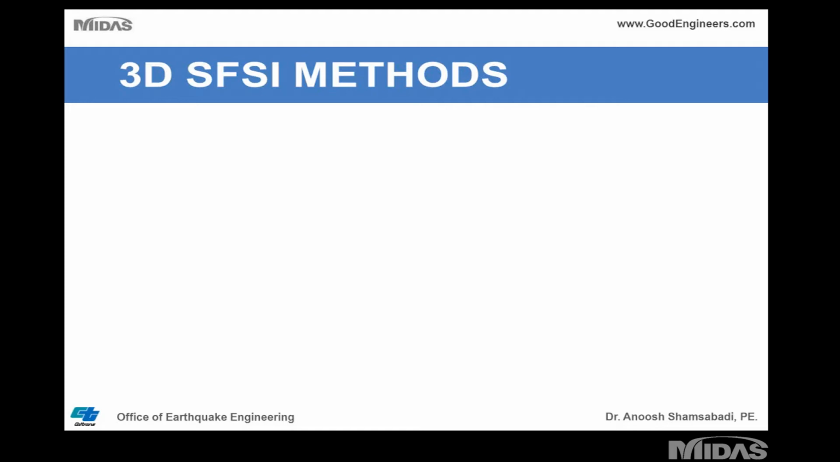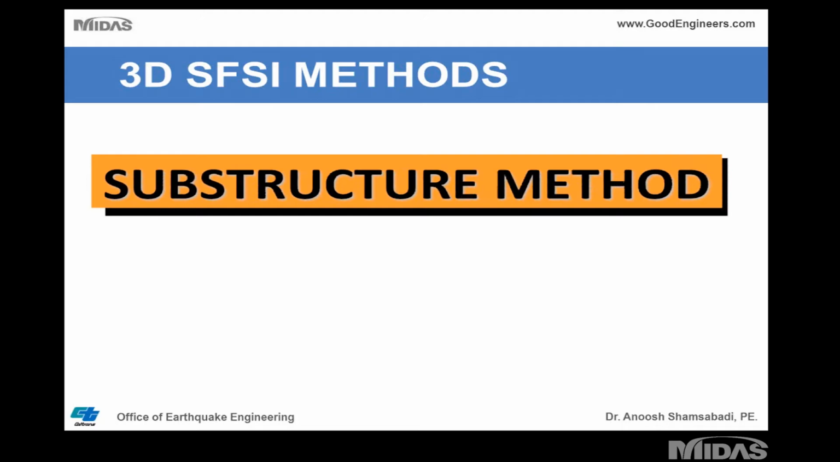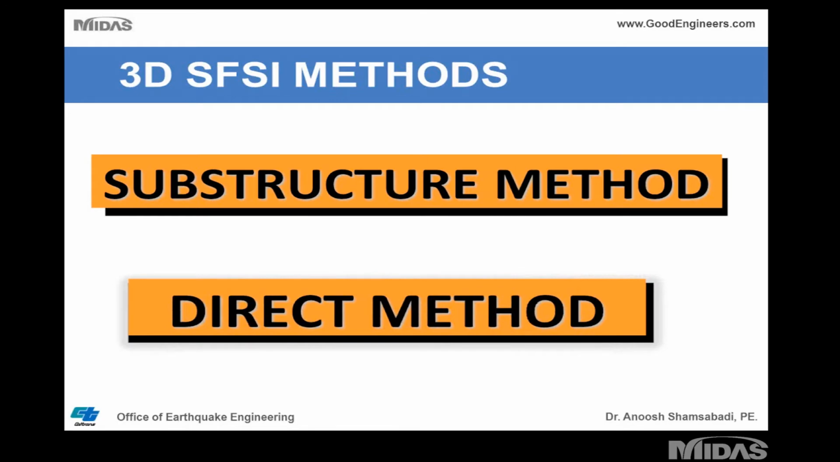Now let's talk about 3D soil foundation structure interaction methods. SFSI stands for Soil Foundation Structure Interaction. We have what we call a substructure method or a direct method. In the substructure method, we separate the foundation from the superstructure as if the foundation doesn't exist, and we model the entire foundation by soil springs. It's an iterative process. It is not as good as using a direct method.